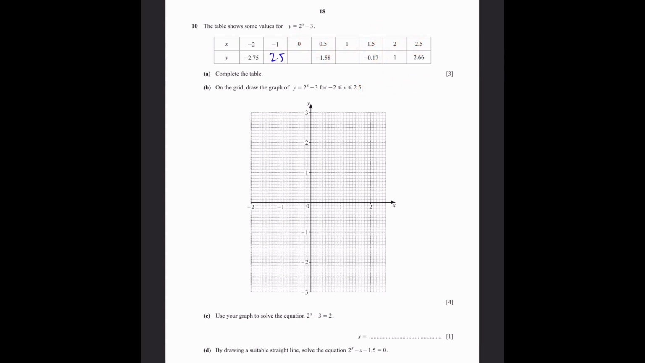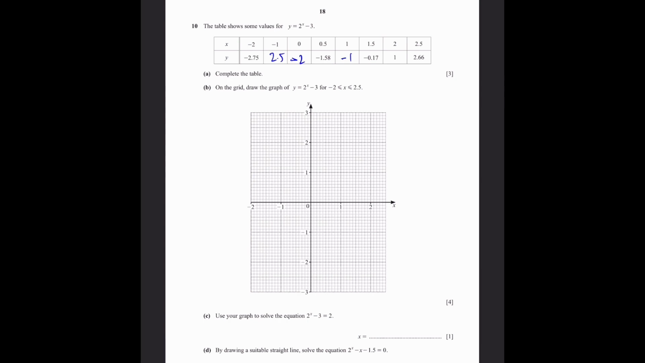Next is 0. 2 to the power of 0 is 1, so 1 minus 3, which is negative 2. And next, 2 to the power of 1 is 2. 2 minus 3, negative 1. That's the answer. Part B.